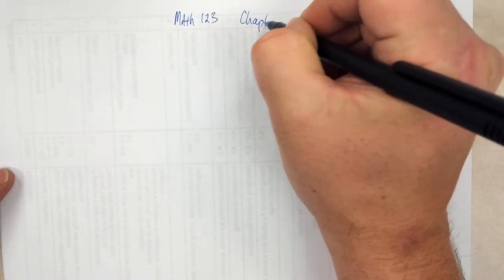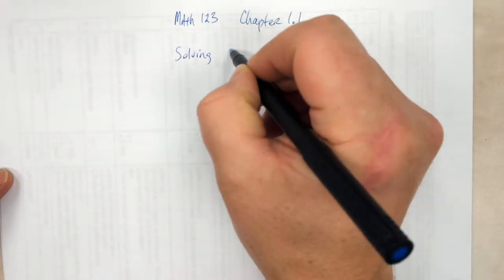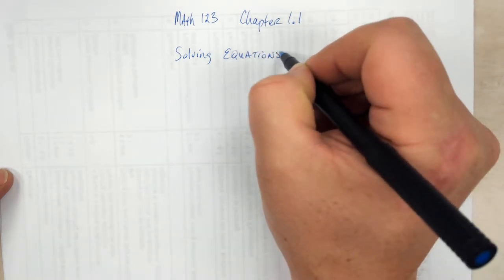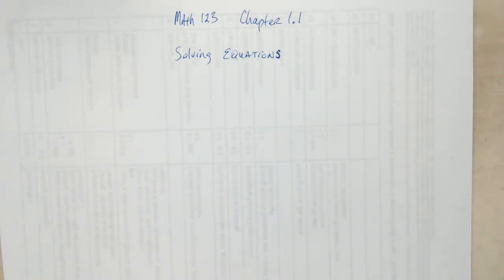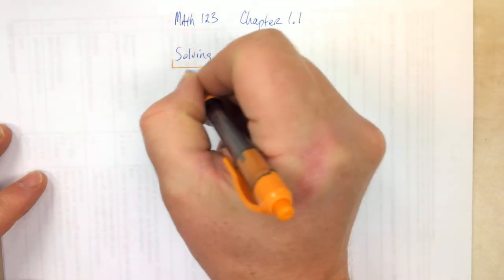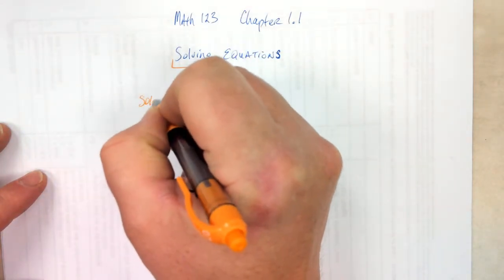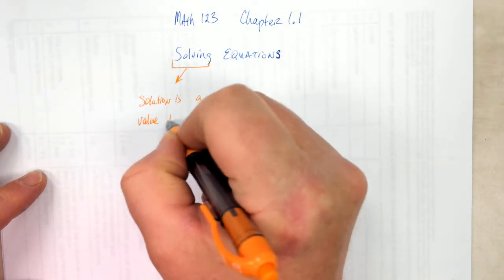All right. So chapter 1.1. And what this is all about is solving equations. And one nice thing about you having me last semester is you'll be familiar with a lot of the way that I like to talk about things and frame things. So, solving, is that color okay to see? Yeah. So solving means, a solution is a value to make a statement true.